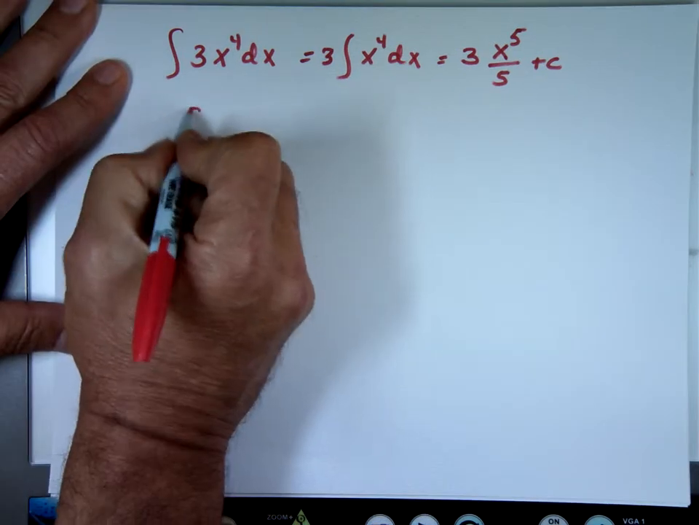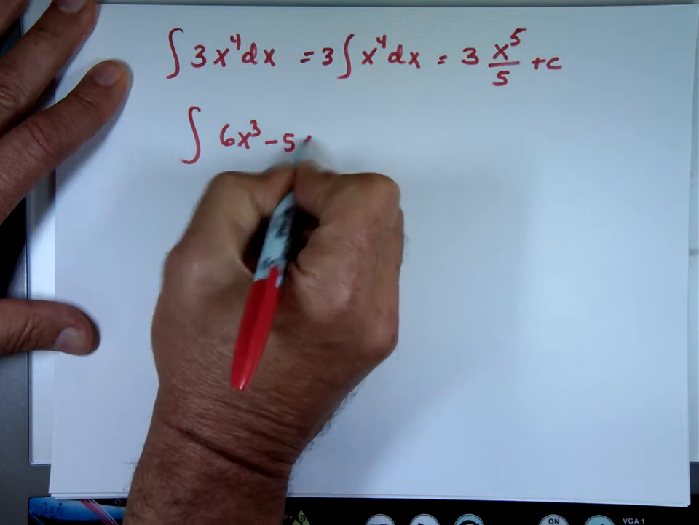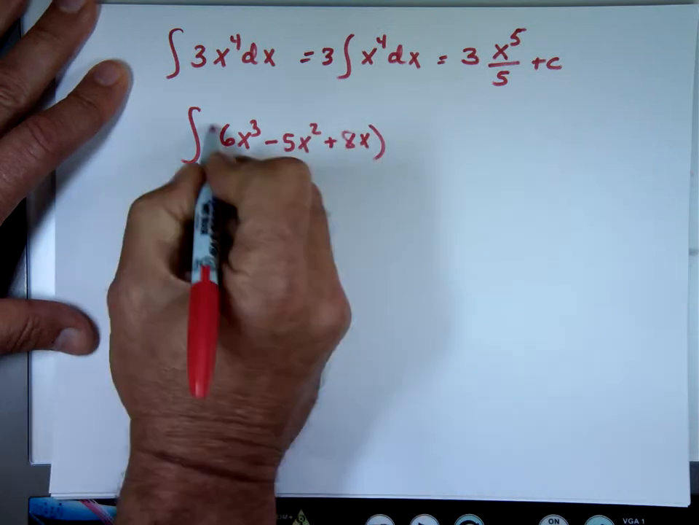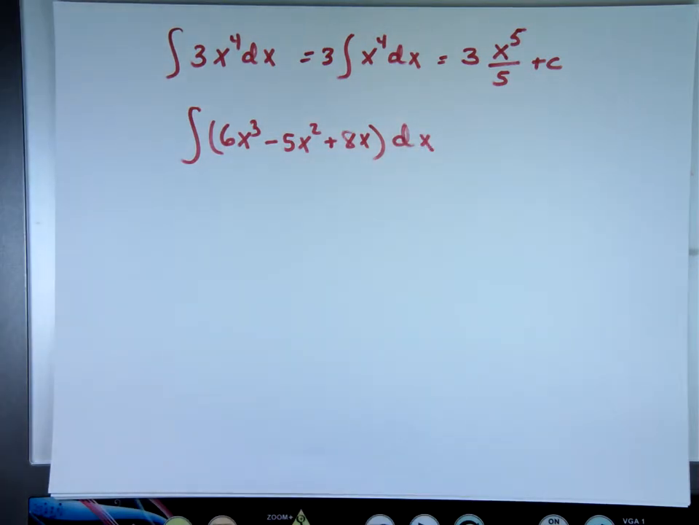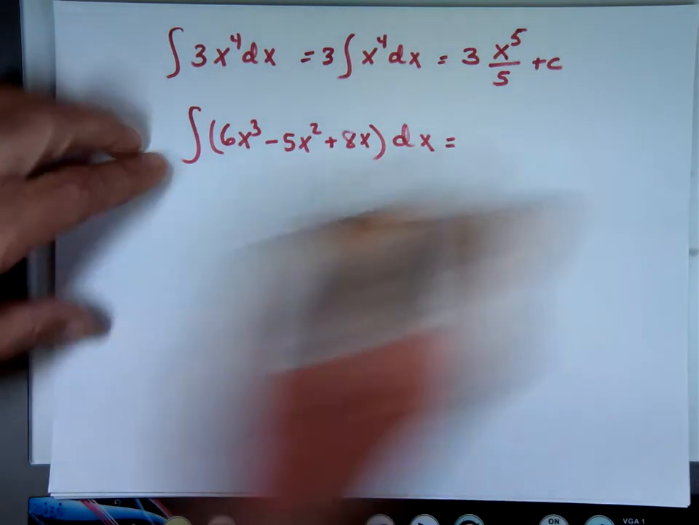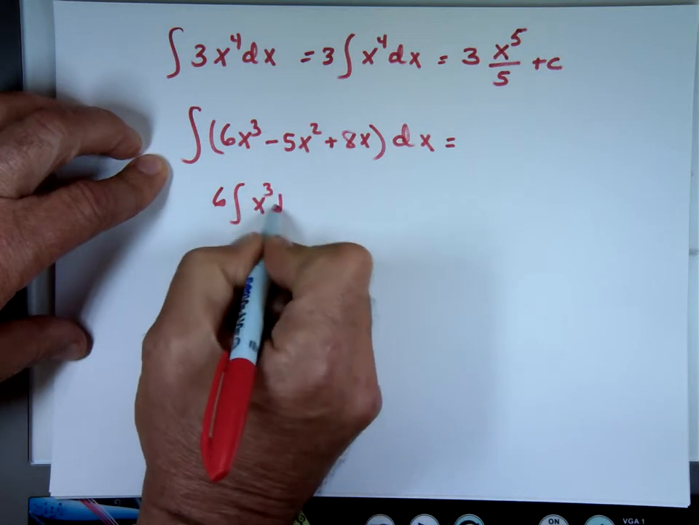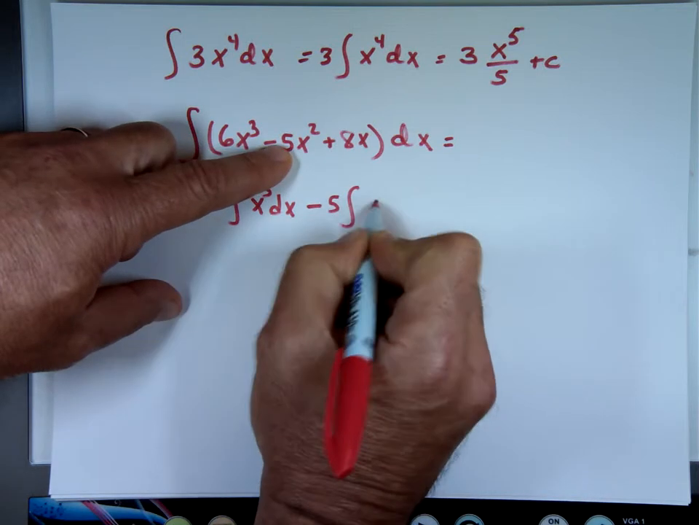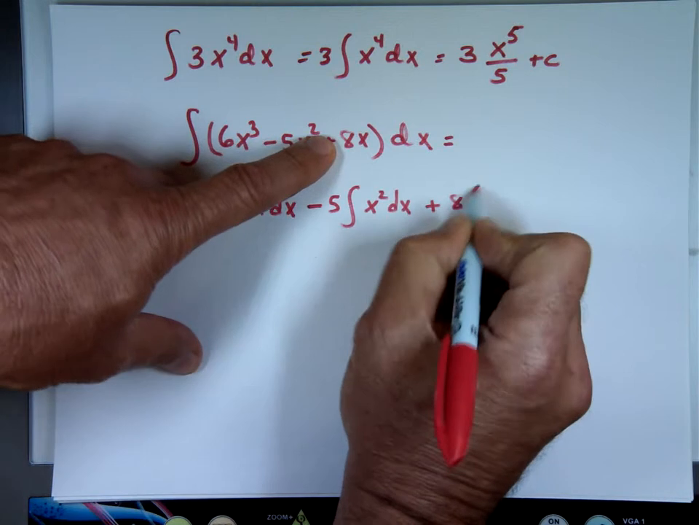If I said, what's the integral of 6x to the third minus 5x squared plus 8x dx? You can actually break it down into pieces. You can say, I'm going to break it down into 6 times the integral of x to the third dx, the first piece, minus 5 times the integral of x squared dx, plus 8 times the integral of x dx.